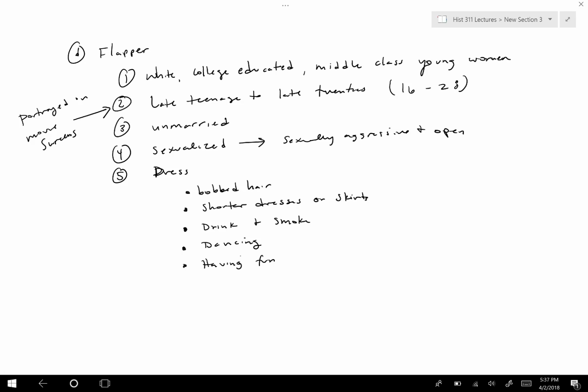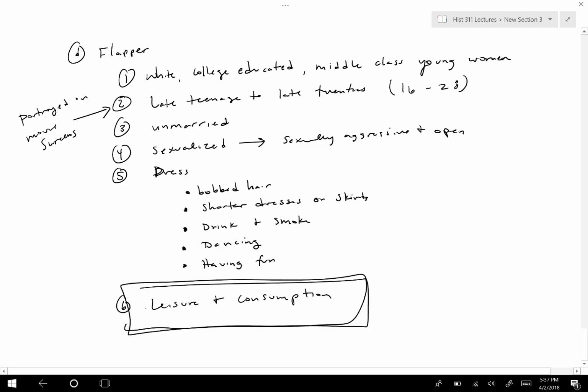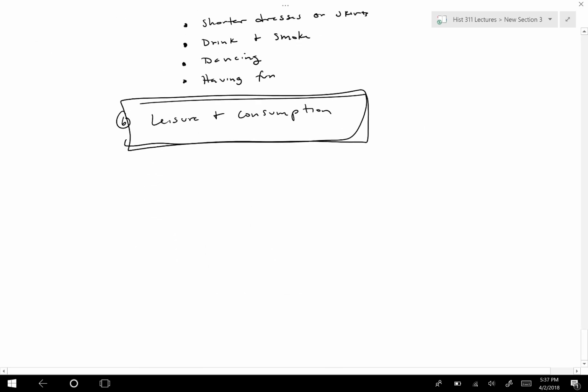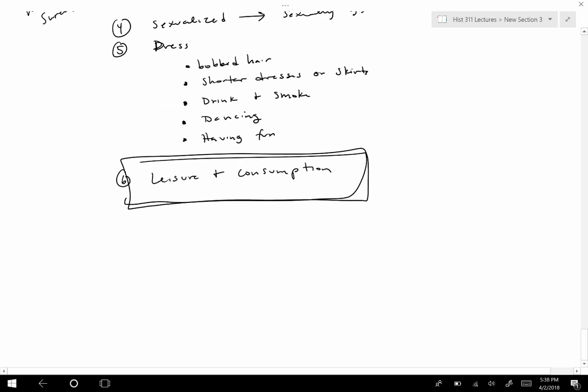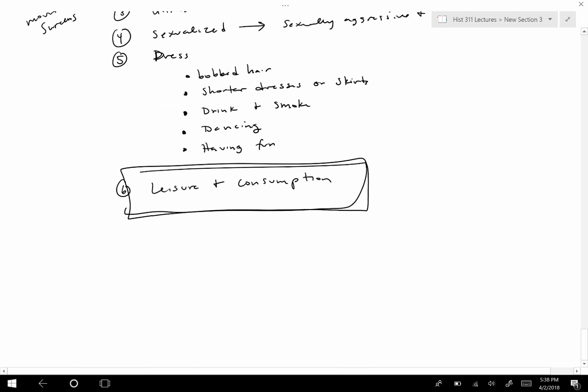They were defined by leisure and consumption. This is a big thing. The portrayal was going out and having fun, going to parties, going to the beach, dancing, and in the process also spending. Besides bobbed hair, shorts, there was usually some kind of jewelry and makeup as well. So leisure and consumption were a big thing.